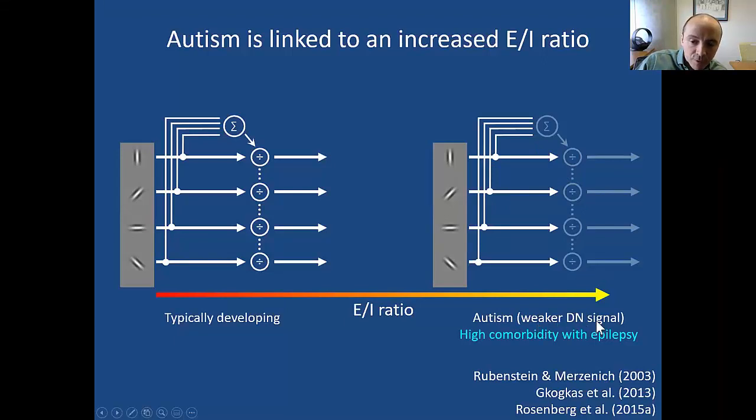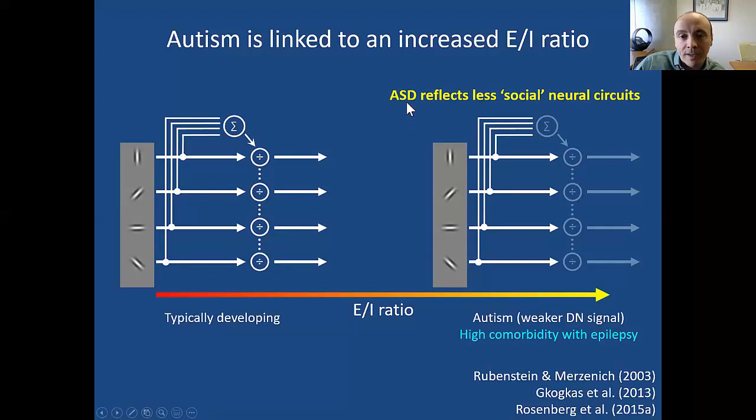So autism reflects a weaker divisive normalization signal in our original hypothesis. And this is consistent with, for example, the high comorbidity of autism and epilepsy. One thing that you might notice is that by fading out this inhibitory component of the network, the excitatory neurons that are doing these computations are more like islands. They're more feed forward, with less lateral connectivity. So in some sense, that inhibition is important for telling, for example, this neuron what this other neuron and its neighbors are doing. And when that inhibitory circuit is attenuated, the excitatory coding neurons have less information about what the others are doing. And so in some sense, what we proposed is that ASD reflects less social neural circuits, at least in this model.